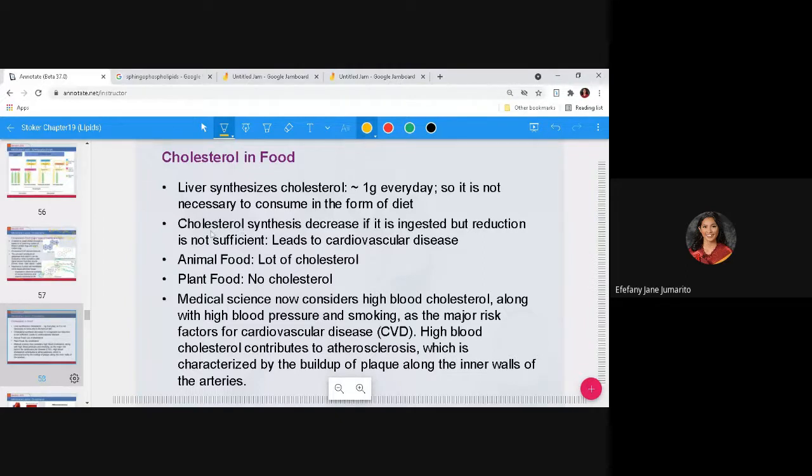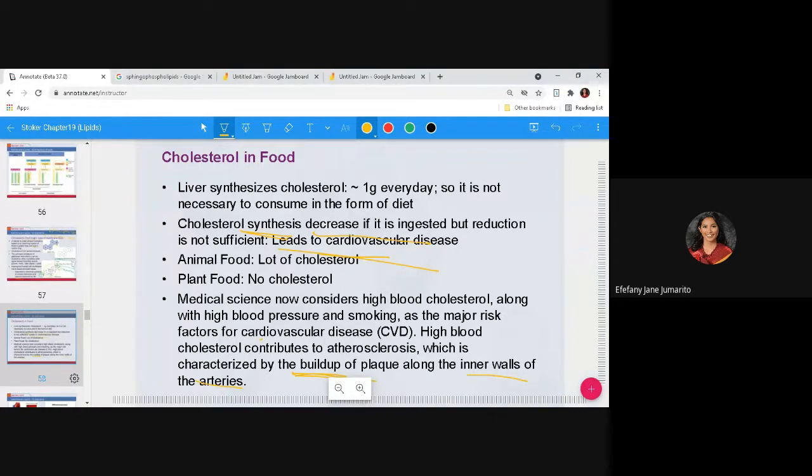So, it says here that cholesterol synthesis, when we say synthesis, class, synthesis is metabolism. So cholesterol synthesis decreases if ingested. When you eat foods rich in cholesterol, like chicken skin and egg, it can no longer be synthesized by our body. By that, it will lead to plaques. It will build up along the inner walls of your arteries or your blood vessels. That will lead to cardiovascular diseases, high blood pressure, then heart attack.